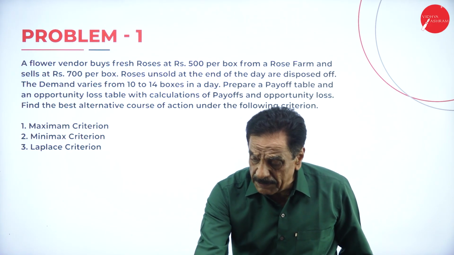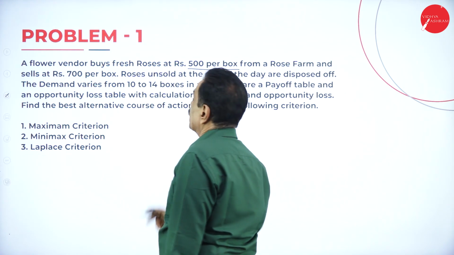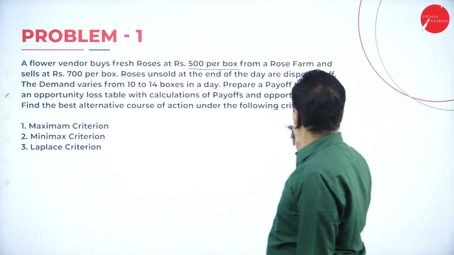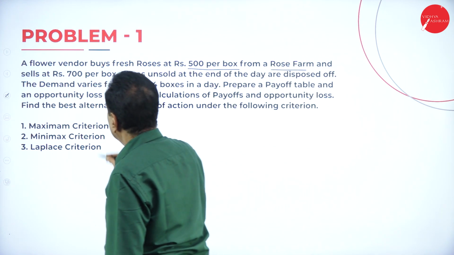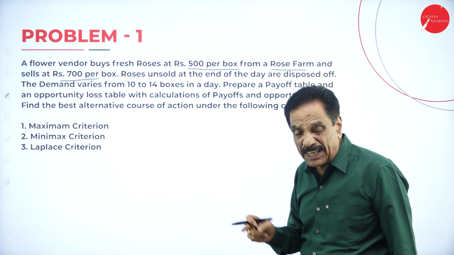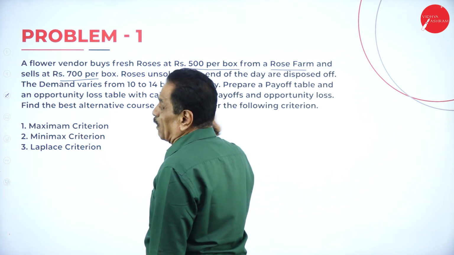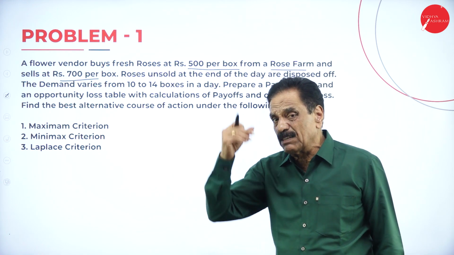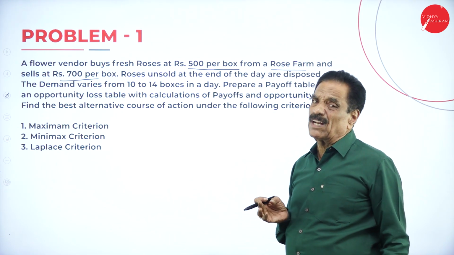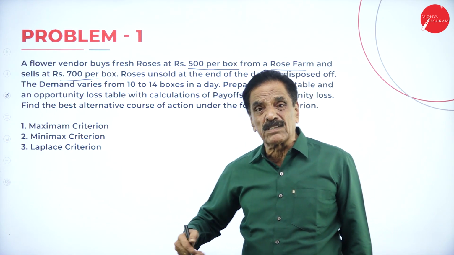A flower vendor buys fresh roses at rupees 500 per box. Means when we purchase the article, it is 500 per box from a rose farm, and sells at rupees 700 per box. Purchase at 500, sells at 700, at a profit of 200. Roses unsold at the end of the day are disposed of. So nothing has been kept there. Whatever is leftover has been disposed of, because they do not have major warehouses. So they have to dispose of whatever unsold is left over, nothing but closing stock.